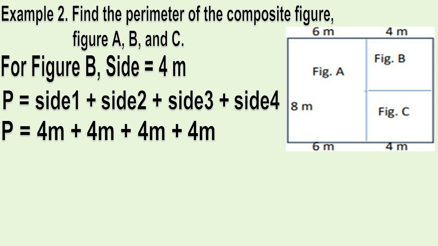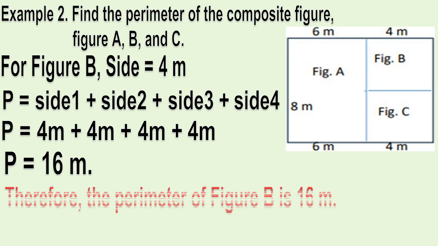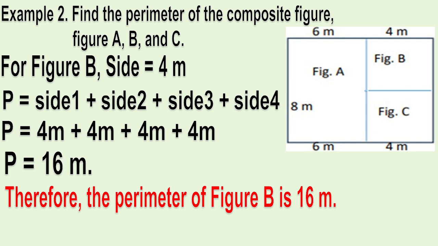So perimeter equals 4 meters plus 4 meters plus 4 meters plus 4 meters. So 4 plus 4 plus 4 plus 4 equals 16. Therefore, the perimeter of figure B is 16 meters.